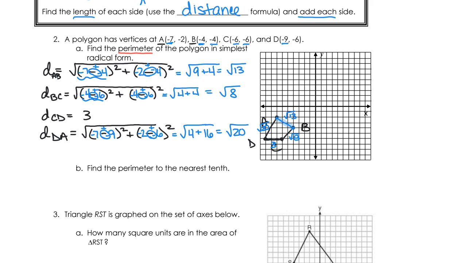Now they did say simplest radical form up in the directions. Cool thing about 13 is it's already simplified. Cool thing about 3 is it's already simplified. And so we only have 8 and 20 here to simplify. So the square root of 8 will break up into the square root of 4 and the square root of 2, because 4 times 2 is 8.